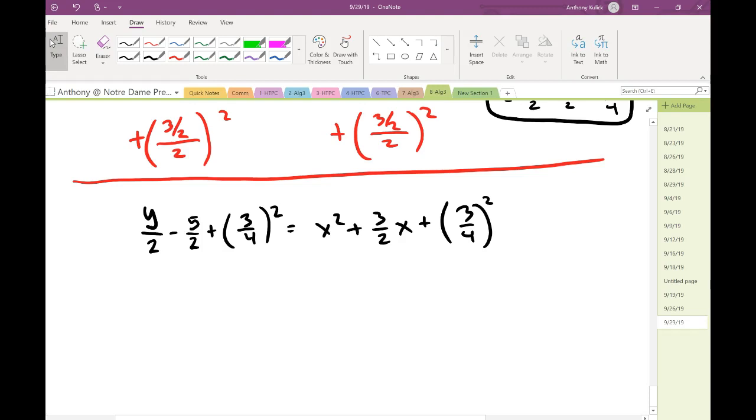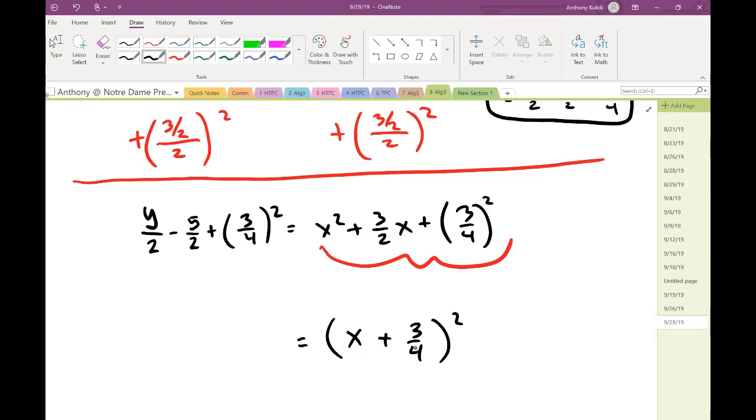So the next thing I should do is factor this piece, correct? When I factor that, I get something that looks like this. What is the first piece? X. And what is the second piece? 3/4. Everybody happy with that? And what's left to do then is to get the y by itself.